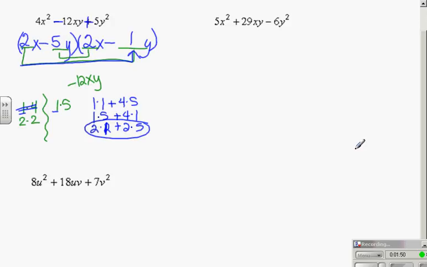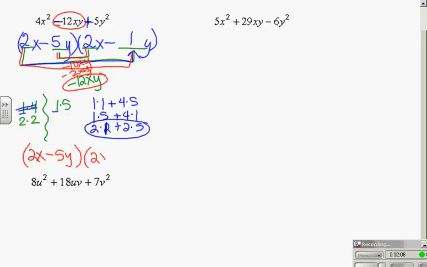Do a quick check to make sure you did it right. Negative 10xy, negative 2xy gives me my negative 12xy that I need. So my cleaned up answer is 2x minus 5y times 2x minus y.